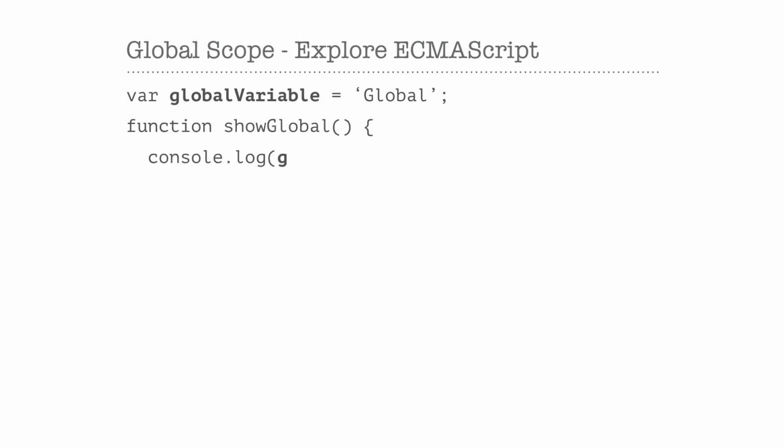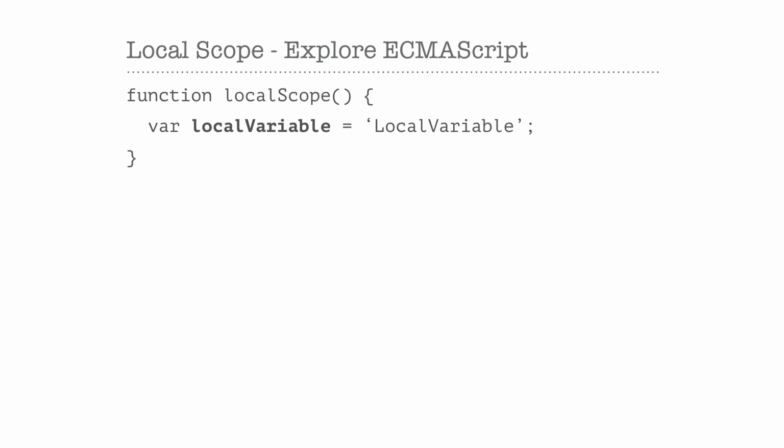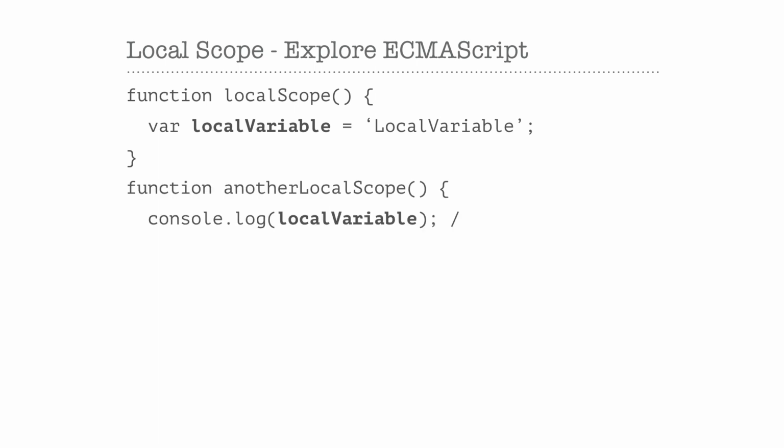Let's check several examples. When we declare a global variable, we can log it to the console without any exceptions. When we declare a local variable inside of a function, then access to this variable from global scope will throw a reference error. If we access a variable from another scope, it will throw a reference error as well.